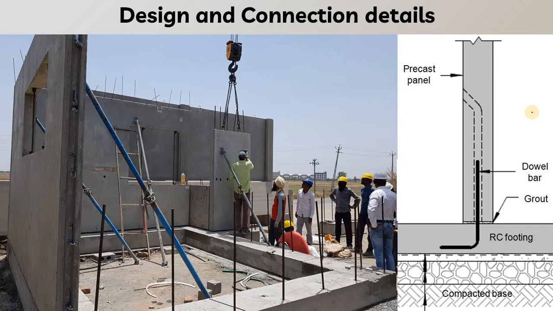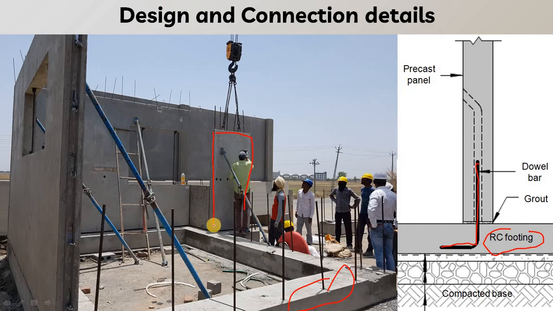Yeah, so the best view, or we can say the best assumption that you can see over here. Let us say this is the RC footing, in which the dowel bar is projected out from the footing to connect the wall panel. Here you can see this is one of the precast wall panel.